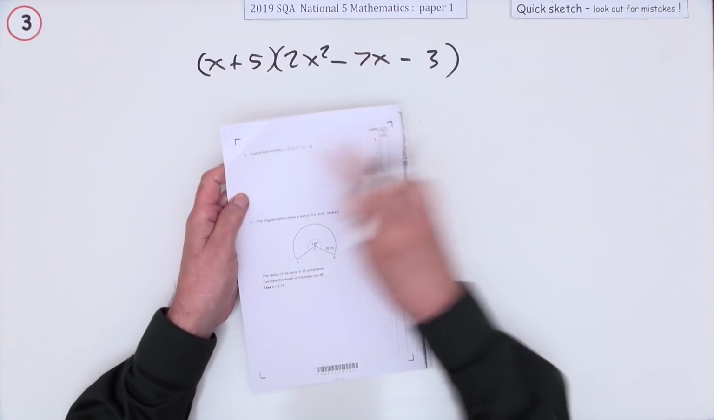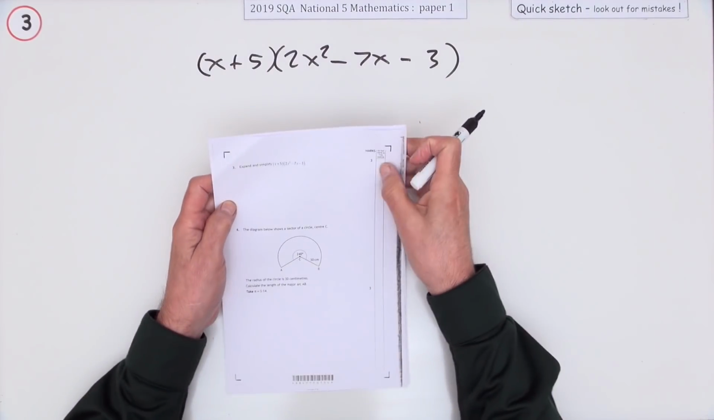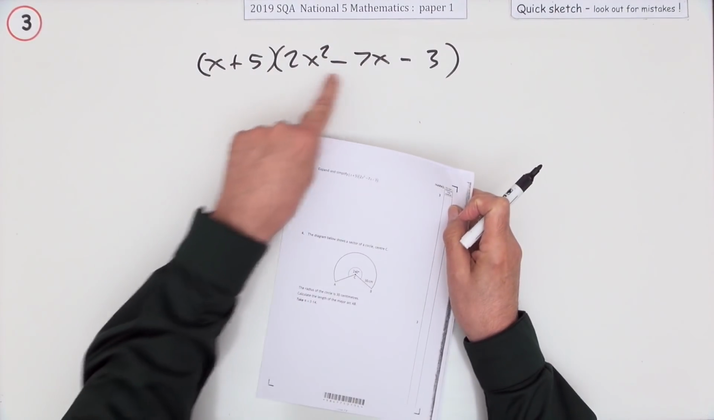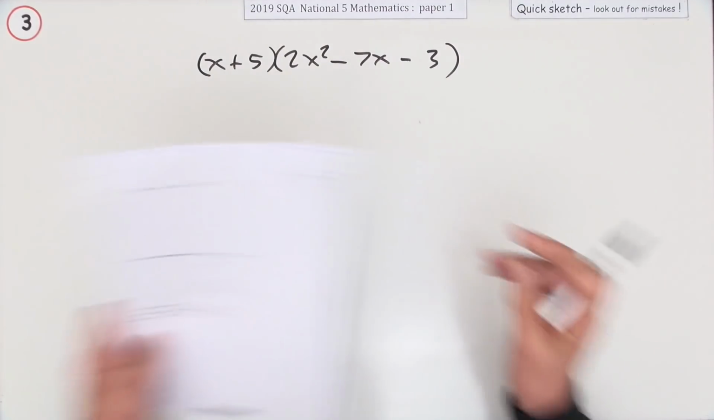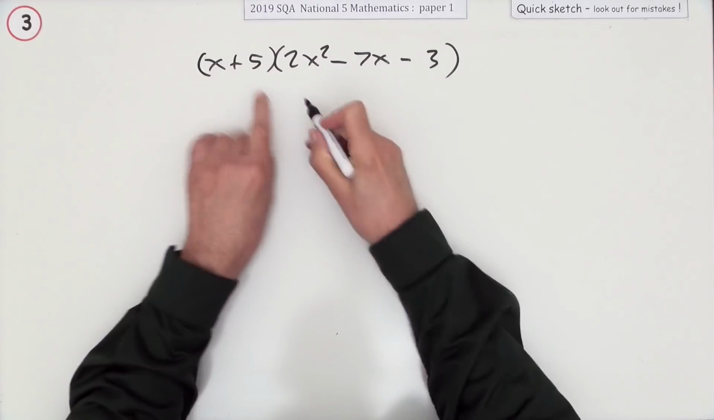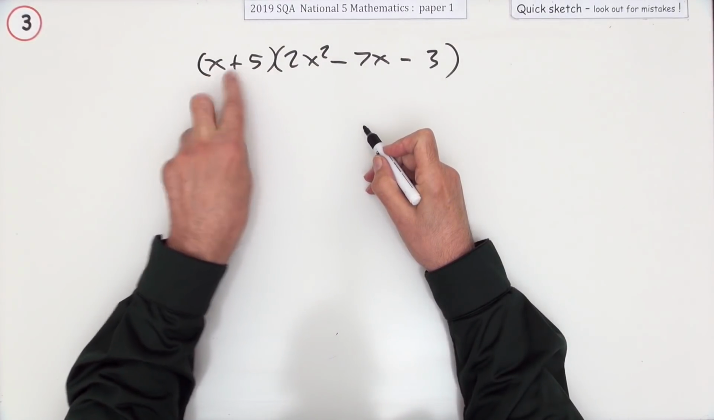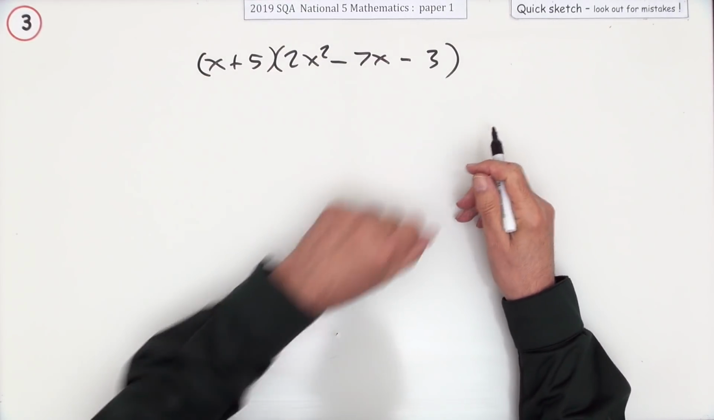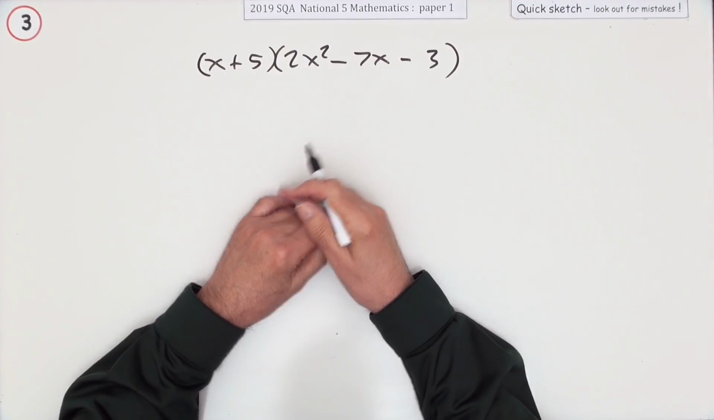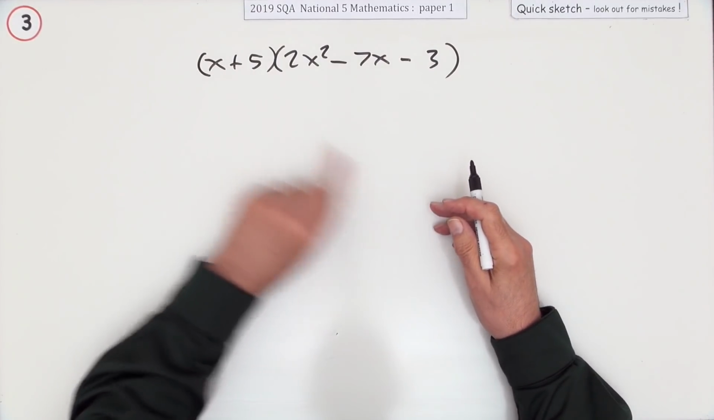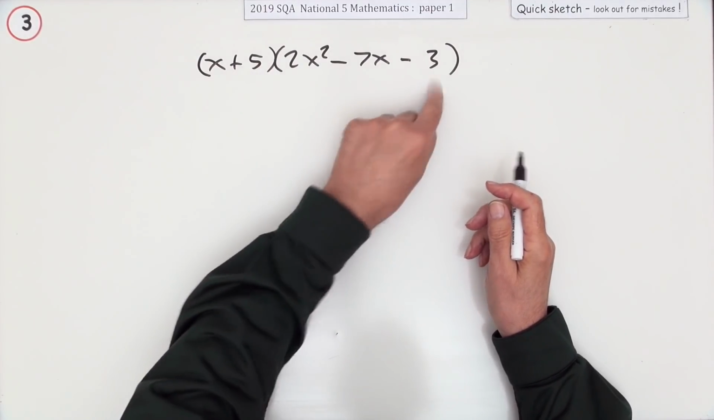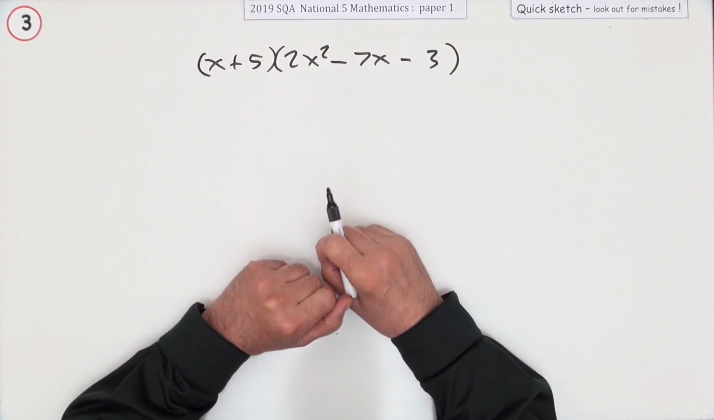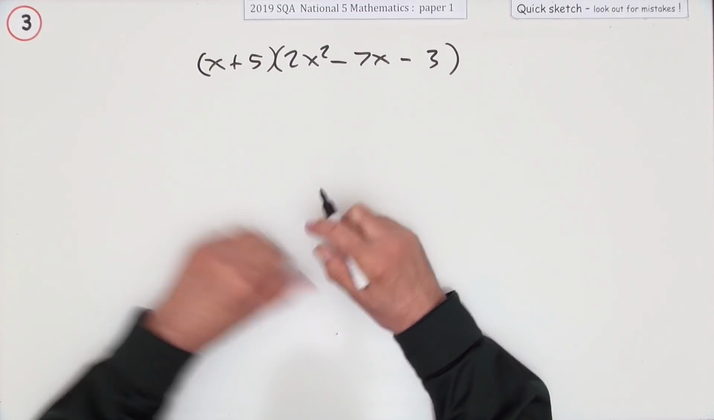And so number 3, expand and simplify this for 3 marks. A bracket times a bracket. A bracket with 2 terms times a bracket with 3 terms. So everything in this bracket is queuing up to multiply everything in this bracket. Now you could leap straight in with it, realising that that x is going to multiply all 3 and the 5 is going to multiply all 3, giving you 6 multiplications, 6 products.